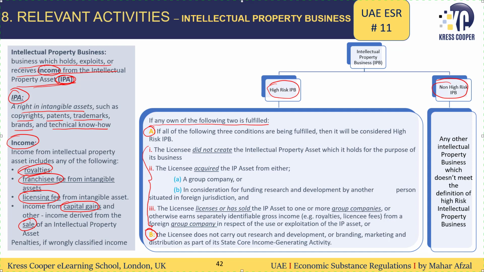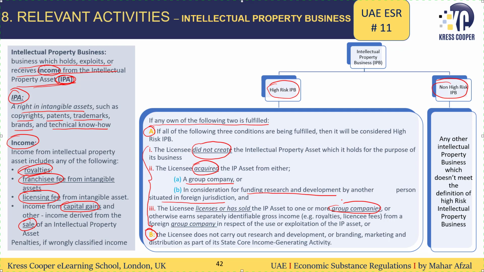Out of this, the first condition is that the intellectual property asset which is being held by the licensee has not been created by the licensee, but the licensee has acquired this asset from a group company or from a third party out of UAE, through funding research and development. And the third condition is the licensee is earning income from that asset from the group companies.